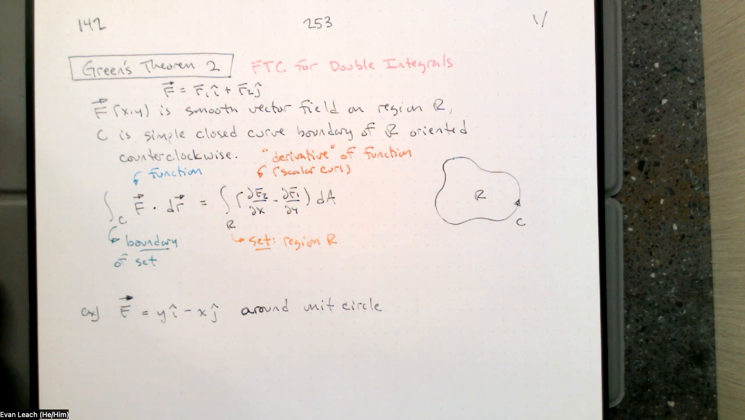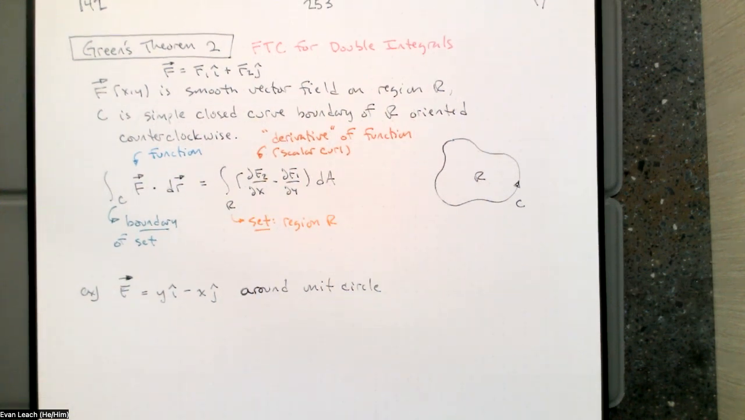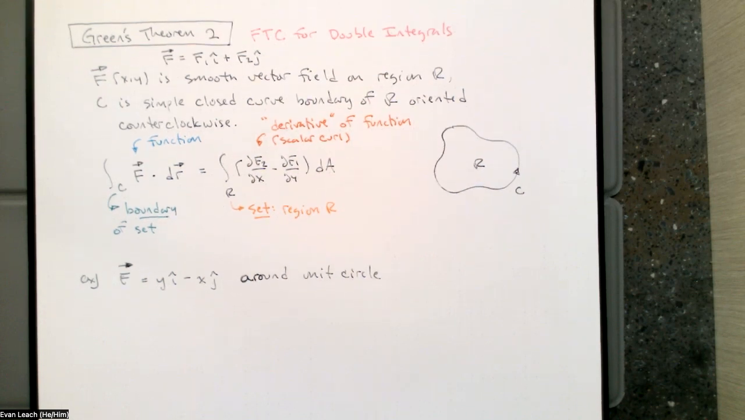So let's take a look at this vector field f, and we're going to go around the unit circle. This vector field is in fact a smooth vector field on the region that we're considering. We're going around the unit circle, so that's going to be our region.